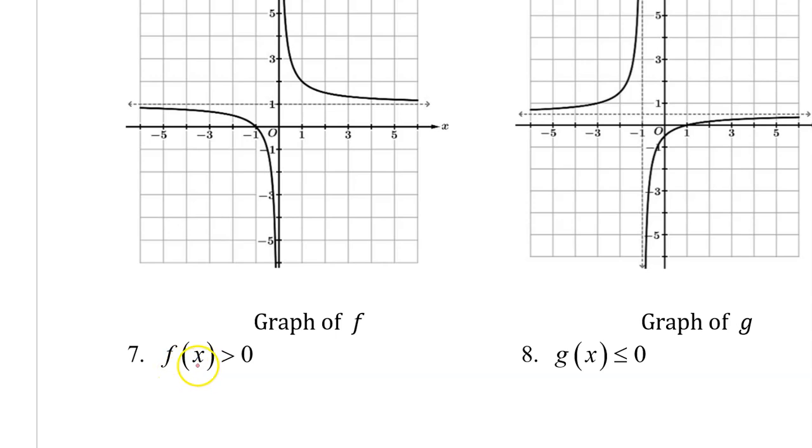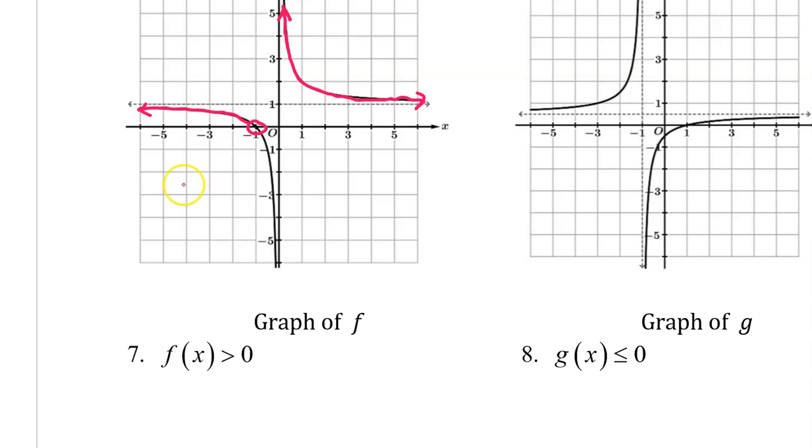Number 7, where is f of x greater than 0? That's going to be above the x-axis. Take note of the x-intercept here at -1. Because we only want values where f of x is greater than 0, not equal to 0, I'm going to put an open circle right here that leaves out the endpoint. So above the x-axis is going to be this part of the function, and this entire branch up here is also above the x-axis.